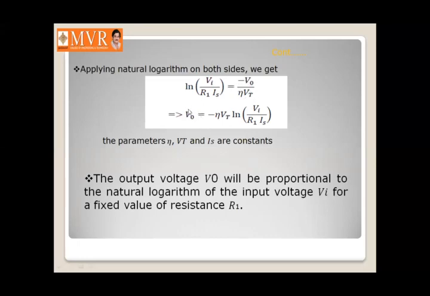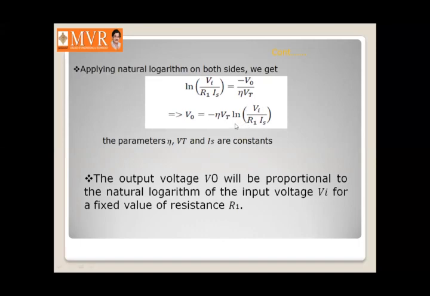Then finally, the output voltage V naught is equal to minus eta Vt. We bring this eta Vt to this side and the minus to this side. So V naught is equal to minus eta Vt times the natural logarithm of the input voltage term, Vi by R1 Is.